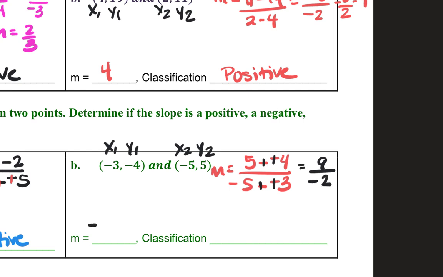The negative can move just in front. The negative can be interchangeable. If you want to make that the negative and that the positive, it's fine. The slope itself is just negative, okay? So it's just -9/2, and this is a negative slope. All right, when you're ready, we'll go over to the back side.